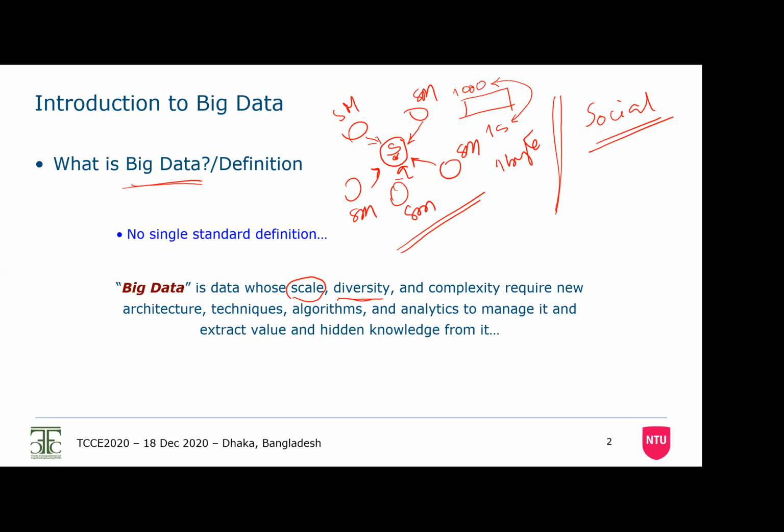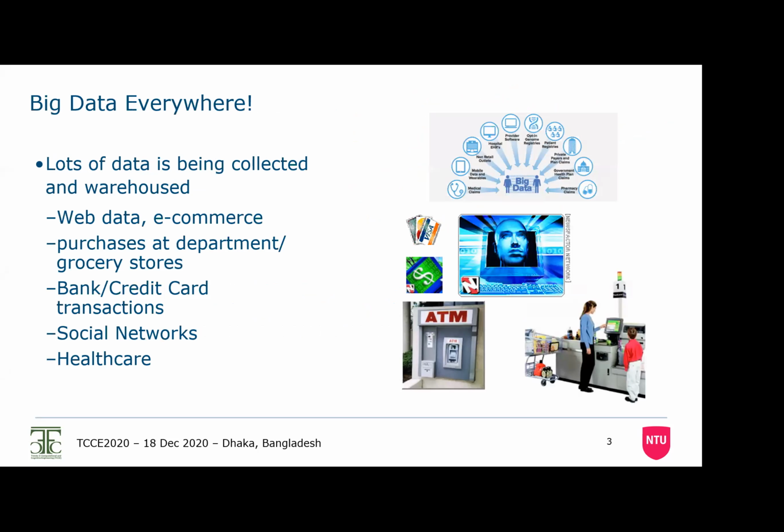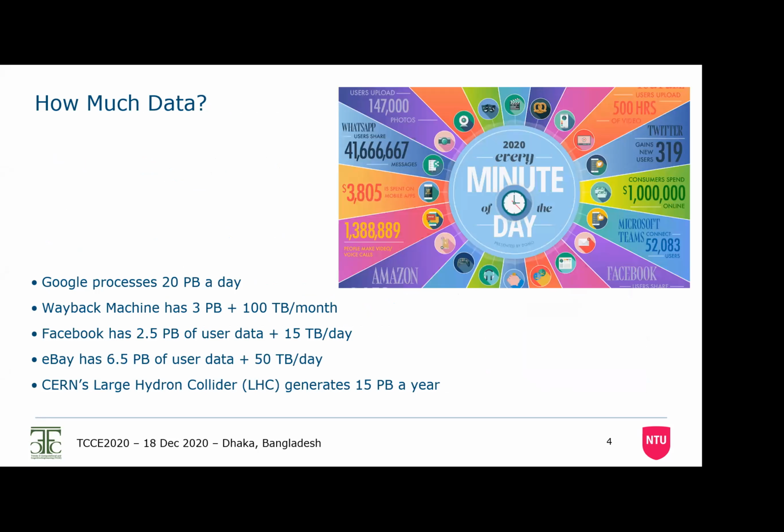Now, moving on, where is this data coming from? It is coming from everywhere: from the web, from e-commerce, from purchases that we make at grocery stores, from banks, credit card transactions, social networks, healthcare, whatnot. So in a nutshell, data is generated everywhere and every single second. Now, how much data are we actually generating?